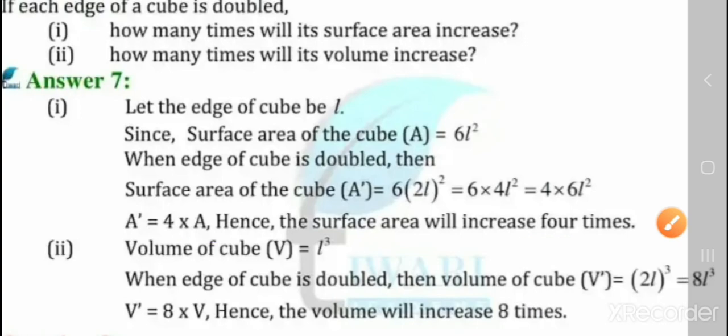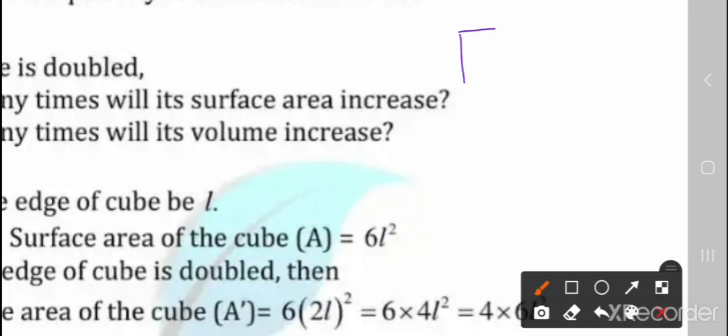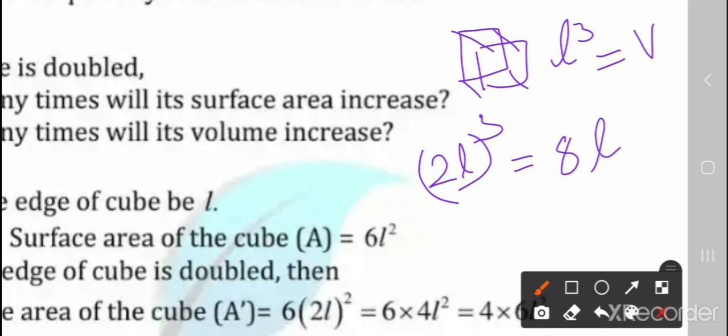Now in the same way, the volume you are taking. Volume of the cube is L cube, you know. So side into side into side, that is length into breadth into height. All the sides are the same, so L cube is the volume. Instead of this L, you are taking 2L, when it is doubled. So what happened? It is 2 into 2 into 2, that is equal to 8, and L into L into L is equal to L cube.